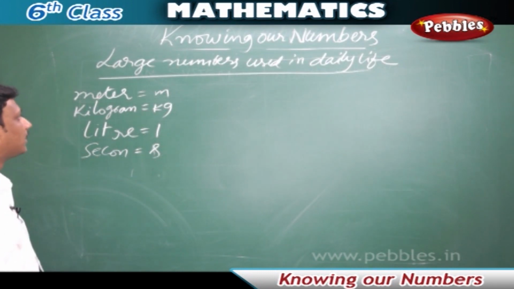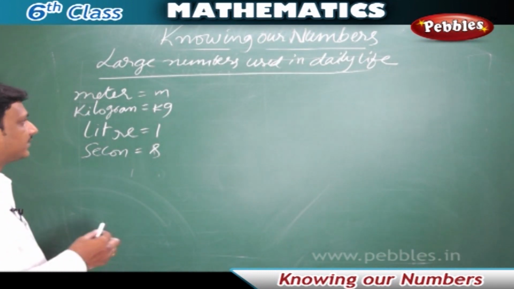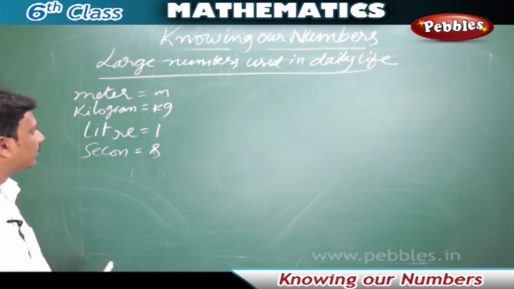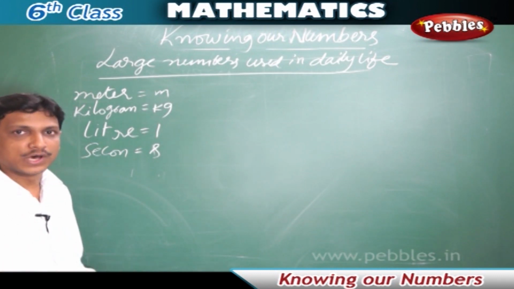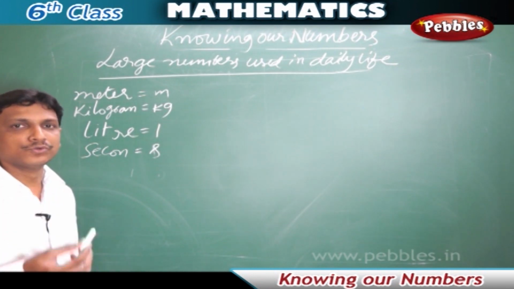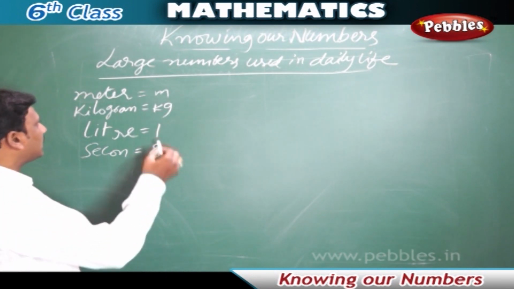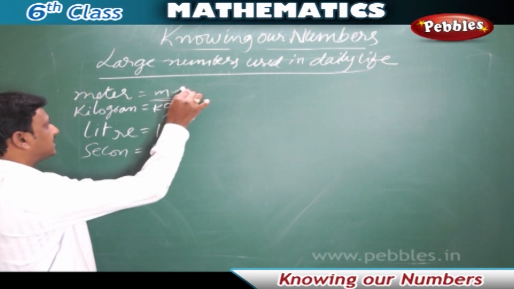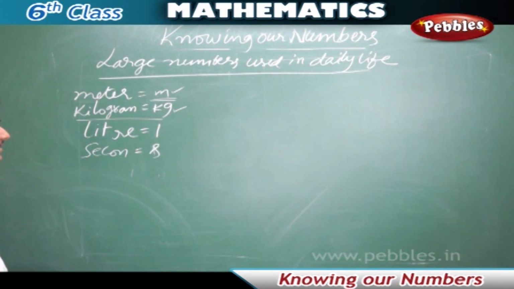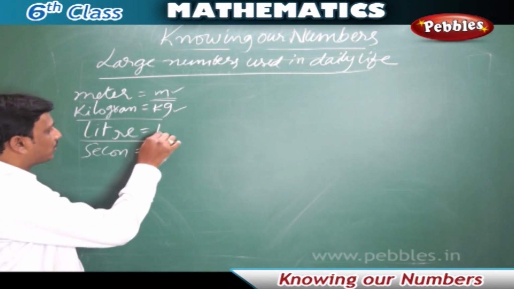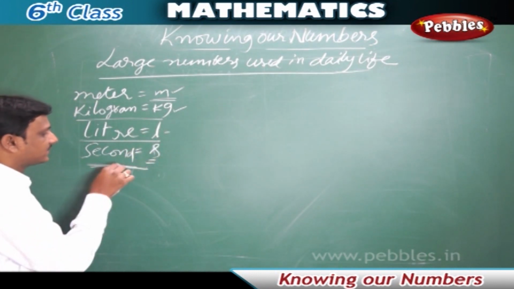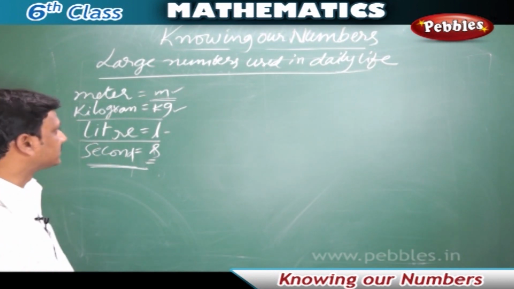Large numbers used in our day-to-day life situations. In our daily life, we need to measure so many things. We need to measure the length, the weight, the volume, the time and so on. So here we need some units to measure them. For example, to measure the length we have a standard unit, the meter, to measure the weight we have the kilogram, written as kg, to measure the volume we have the liter, denoted by L, and to measure the time we have S for seconds.